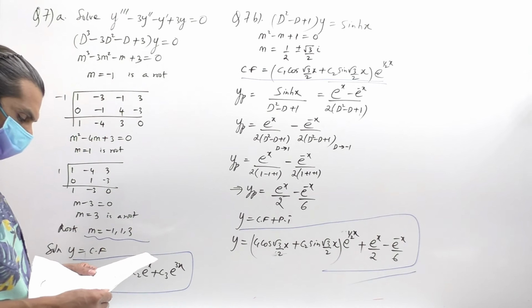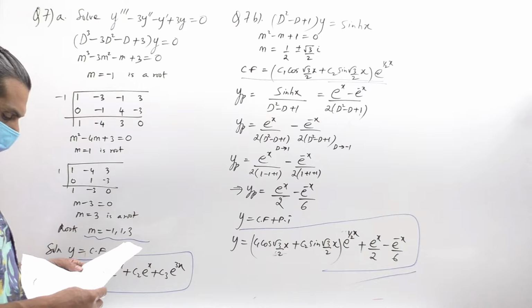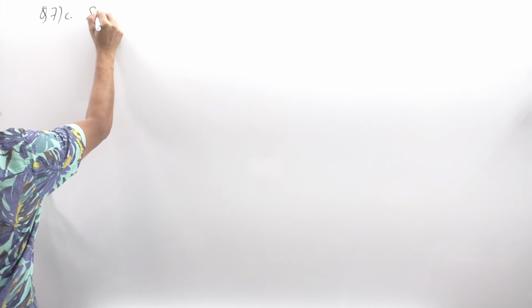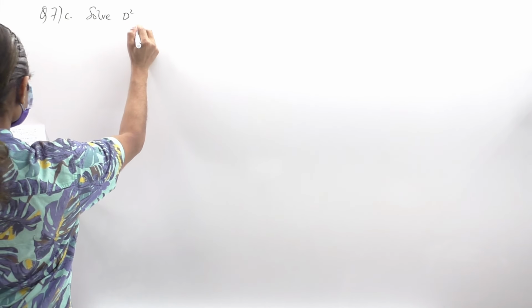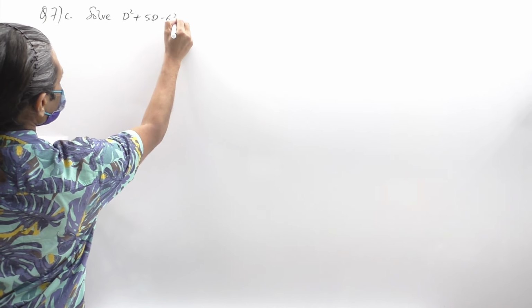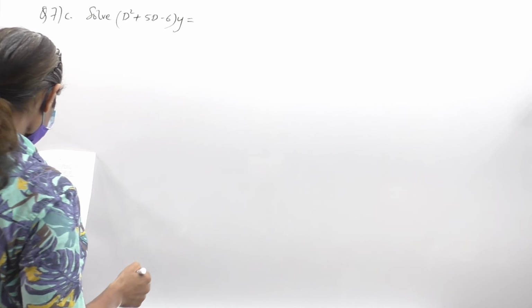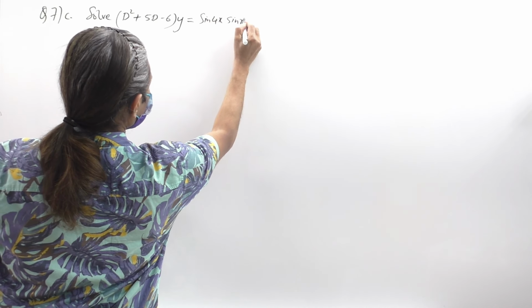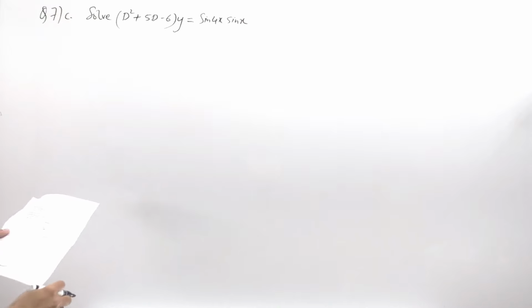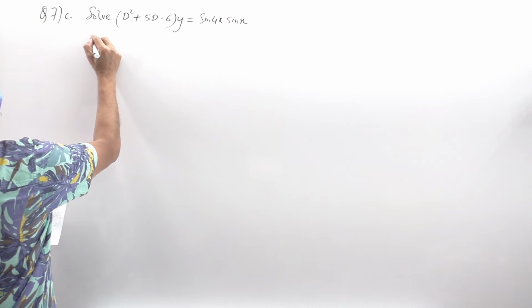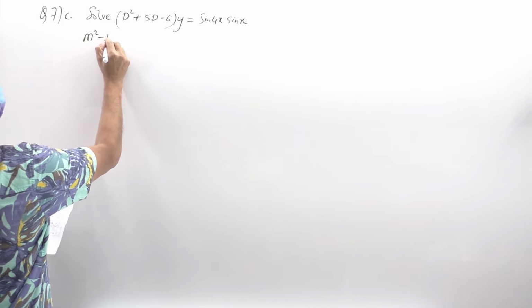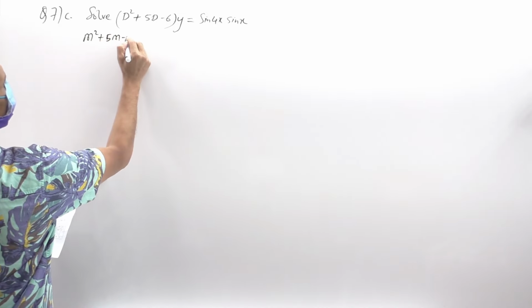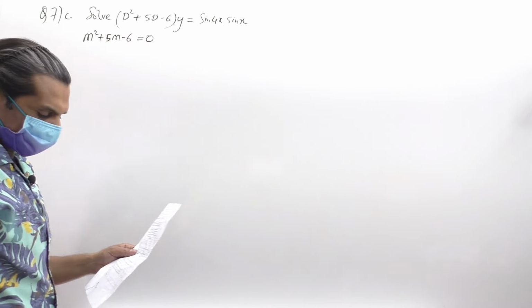Okay. So now let's move on to question number 7c. Solve (D square plus 5D minus 6) y equals sine of 4x into sin x. Okay. So again we first write the auxiliary equation: m square plus 5m minus 6 is equal to 0, and find the roots here.